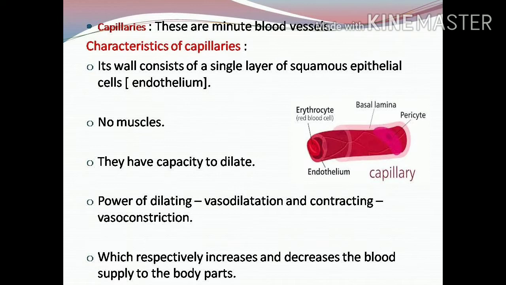When you walk in the hot sun, your face turns pink. At that time, the supply of blood increases. When it is too cold, the face turns bluish because the supply of blood reduces, because capillaries have the power of dilating and contracting.